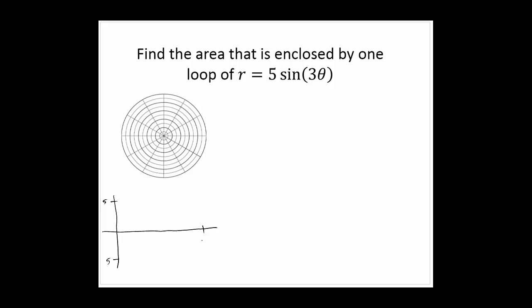So if this is 2 pi, I'm going to split it into thirds. There's 2 pi over 3. It completes a full cycle in that amount of time. All right, and so since it's a positive 5, it'll increase first and then decrease. And so what we get is this, and it repeats over and over and over again.